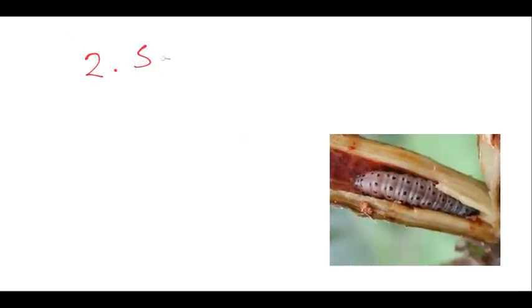Substrate feeders are animals that live on or in their food source. A common example of a substrate feeder are caterpillars or even maggots, which burrow into animal carcasses. Now you see here that this caterpillar is living in its food source, which is this tree. It's actually causing great harm to this species of tree, and so it's considered a parasite.